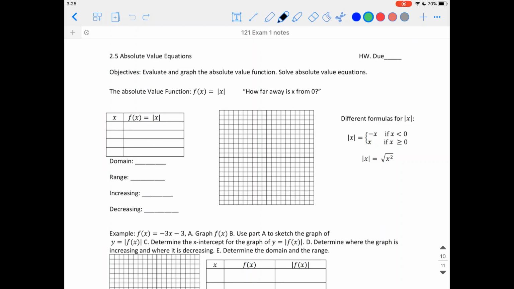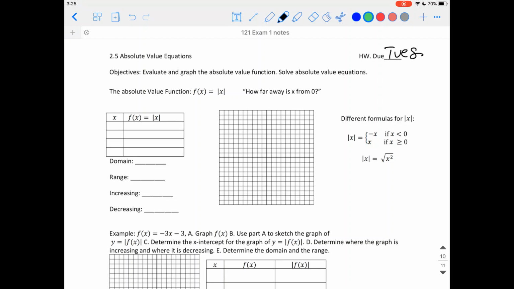In this section, we're going to talk about absolute value equations. So objectives, we're going to evaluate and graph the absolute value function. We're going to solve absolute value equations. So the absolute value function, f of x, is equal to the absolute value of x.